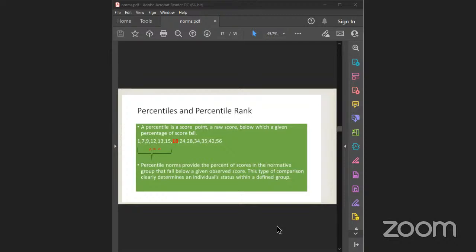So essentially, when we say percentile, just to sum it up, it talks about the percentage of the population that stands below that particular score that we're talking about. So that's something that we are trying to calculate.